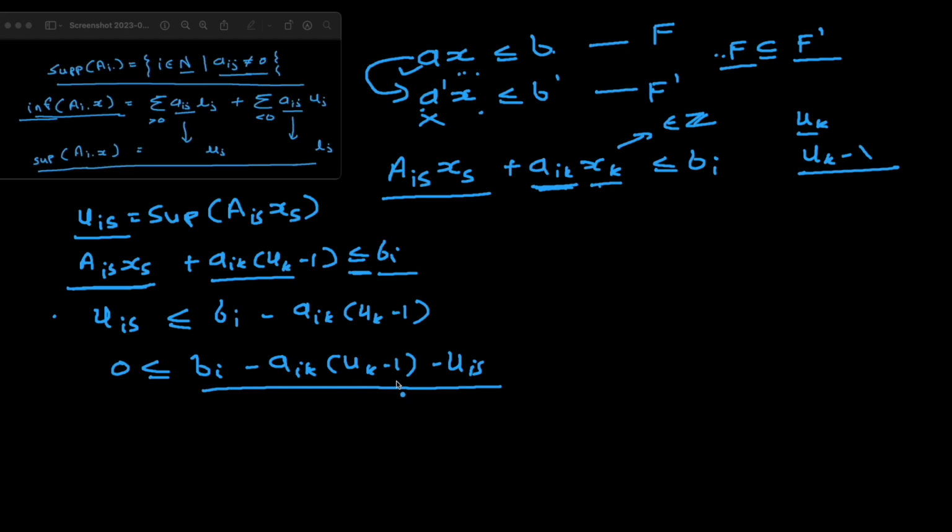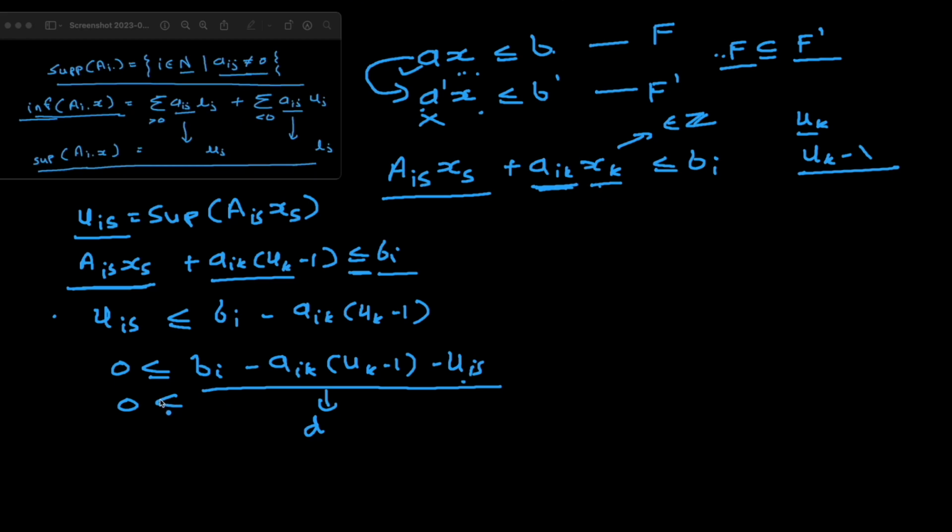So if this part is greater or equal to 0, then this constraint is already satisfied, right? All of these parts are known to us. UIS we can find using the supremum, AIK we know, UK we know as the upper bound of variable xk, BI is here. So if this entire quantity is greater or equal to 0, then this constraint is already satisfied. And let's get crazy, right? Let's say that this is strictly greater than 0. Let's call this entire part D, so D is equal to this part, right?